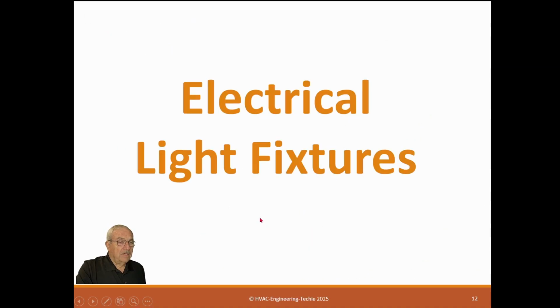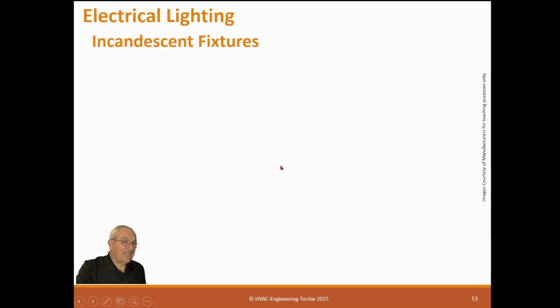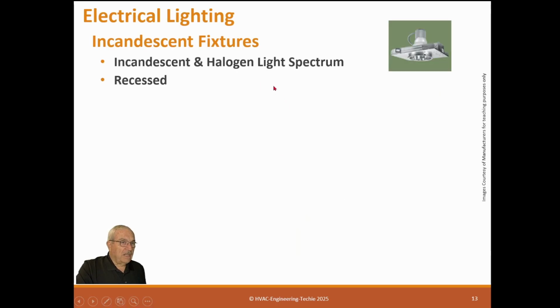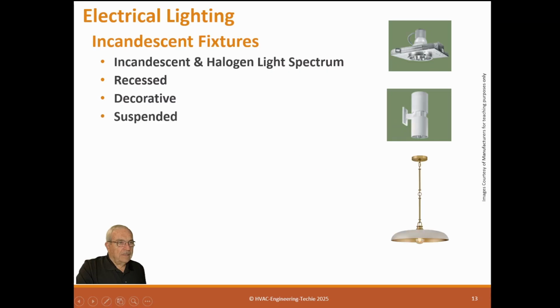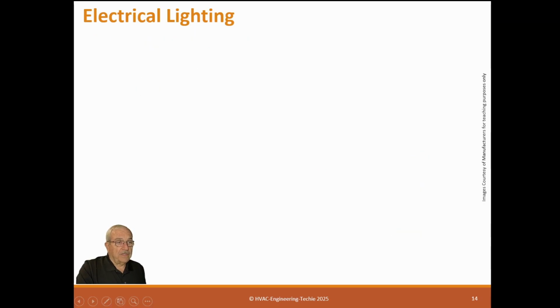LEDs. So electrical light fixtures: incandescent fixtures, incandescent halogen light spectrum. They come in recessed form like this, or decorative fixtures. It's on suspended type fixtures, decorative type suspended fixtures.